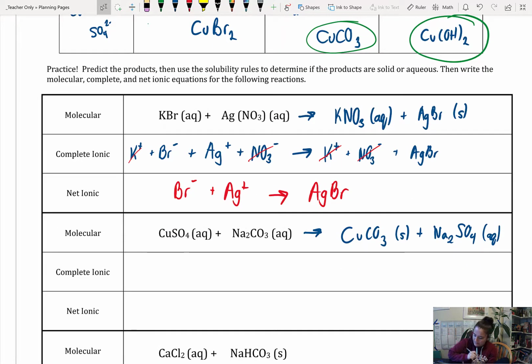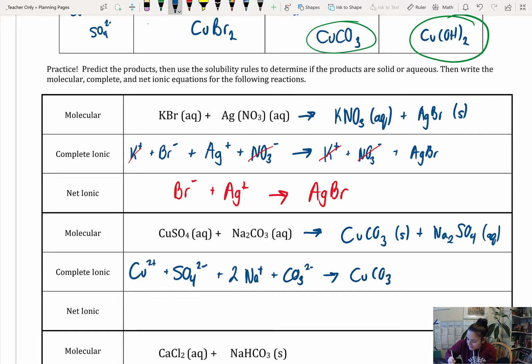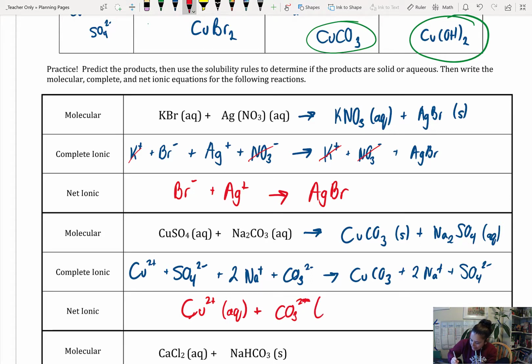So we can write the complete ionic. Copper 2 plus, sulfate ion, plus 2 sodium ions plus a carbonate ion, forming the copper carbonate, which stays together as a solid, and then the 2 sodiums and the sulfate ion. Okay, so then crossing out our spectator ions, our net ionic becomes the copper 2 plus and carbonate 2 minus, forming that copper carbonate solid, copper 2 carbonate.